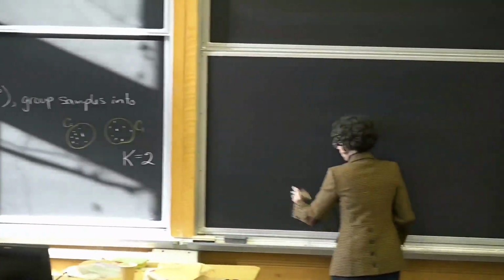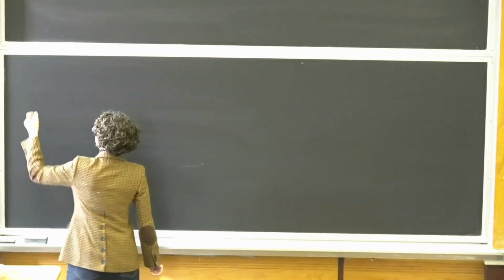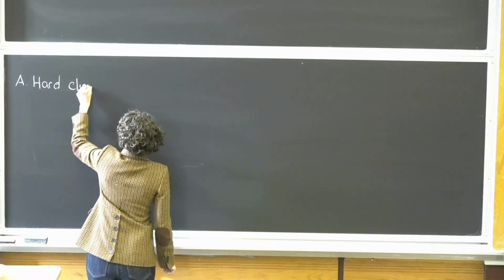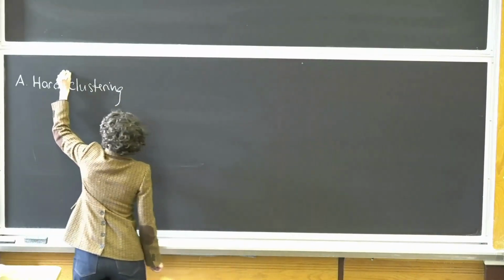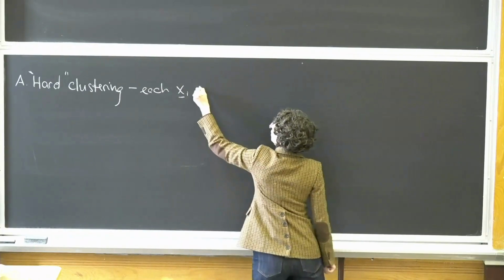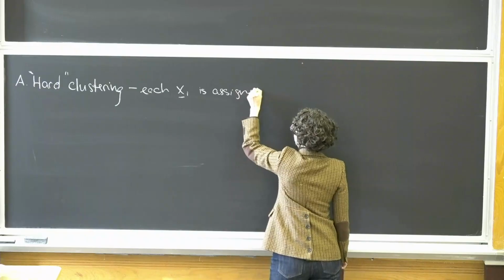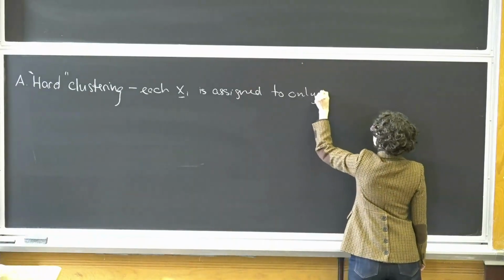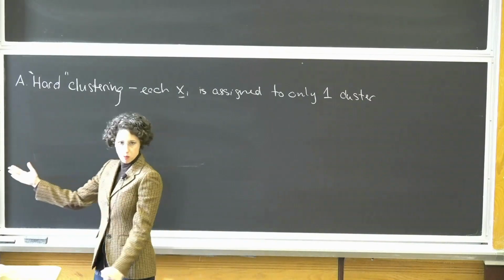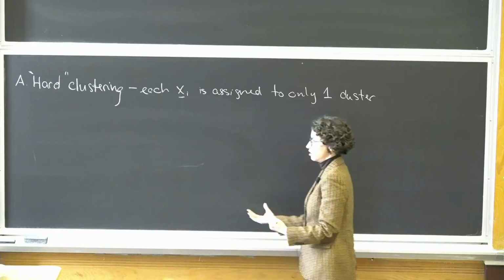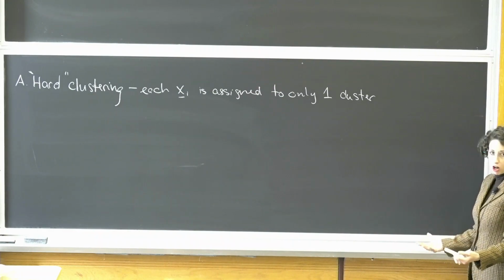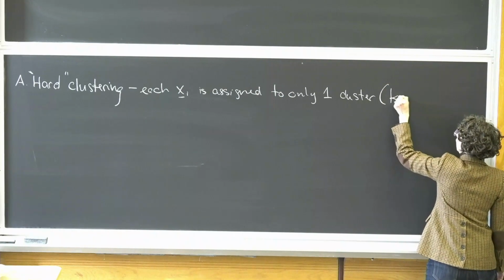In particular, there are going to be two main types of clustering that we are going to consider. The first is called hard clustering. What I mean by this is that each of our xi's is assigned to only one cluster. This is sort of like what I drew on the other board. Each point is in either cluster 1 or cluster 2. It's not in both. And today we're going to talk about a specific hard clustering method called k-means.